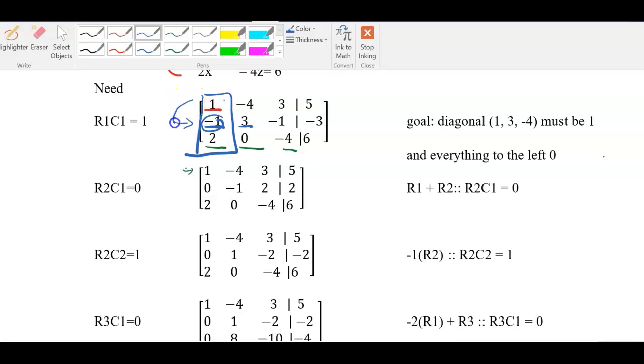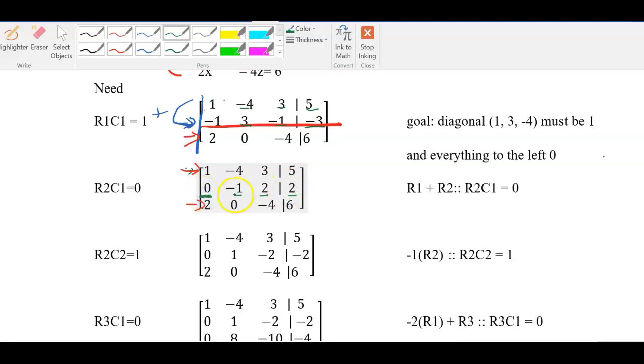Well, if we take 1 plus -1, we get a 0. So what we're going to do is add row 1 to row 2. So we're adding row 1 to row 2, which means I am replacing row 2's values. So 1 stays the same, write it down. 3 stays the same, write it down. So now we're going to add: 1 plus -1 is 0. -4 plus 3 is -1. 3 plus -1 is 2. And we still have to do it to the answers. 5 plus negative 3 is 2. Okay, we've got our 0.